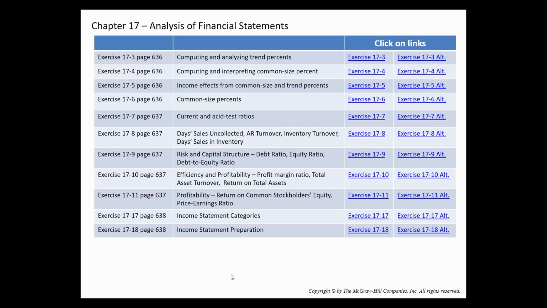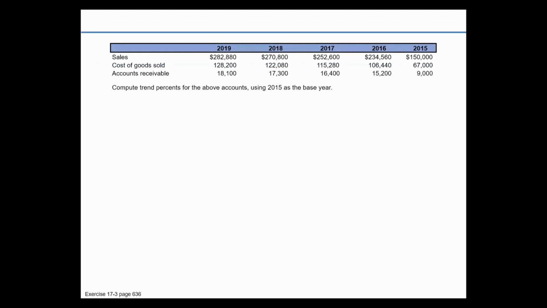This week we have been talking about the analysis of financial statements, and so we're going to go over some of the examples that will be similar to what you're doing on your homework. So the first one is computing and analyzing trend percents. Compute the trend percents for the above accounts using 2015 as the base year.